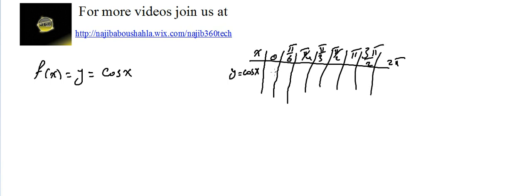If x is 0, cosine 0 is equal to 1. If x is 30 degrees, which is π/6, it will be radical 3 over 2, radical 2 over 2. We did that before; you can go back to some videos. Half π, π/2, 0; π, minus 1; 3π/2, 0; and 2π equal to 1. Those important points, if we plot them, give us exactly how to draw.